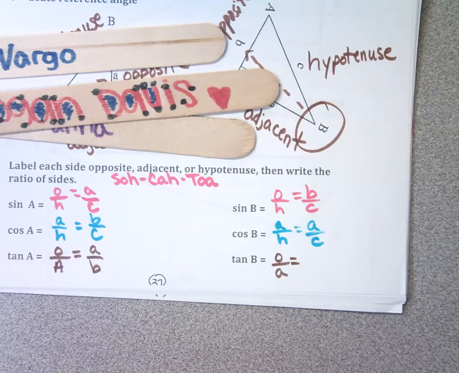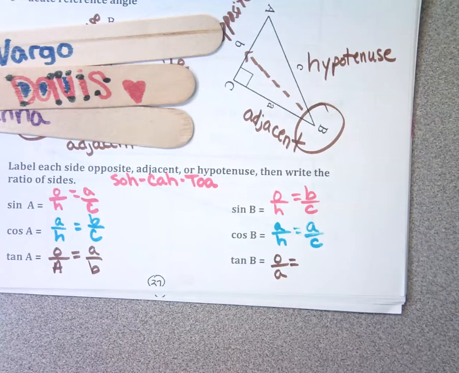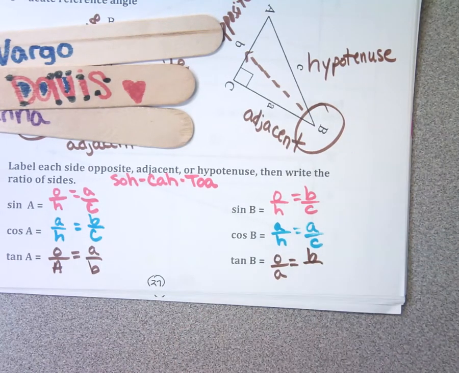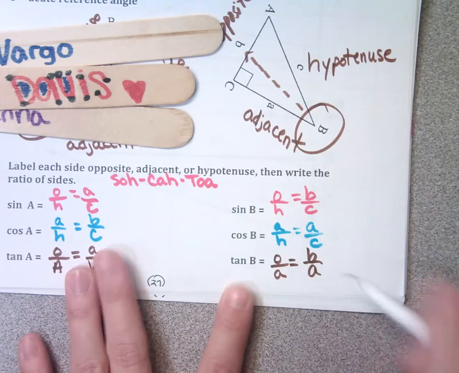The tangent? I don't know. Well, then I'll help you. It wants opposite. Which one did we label as opposite? B. Little b. And then it wants adjacent. And which one did we label as adjacent? A. Little a. And there it is.